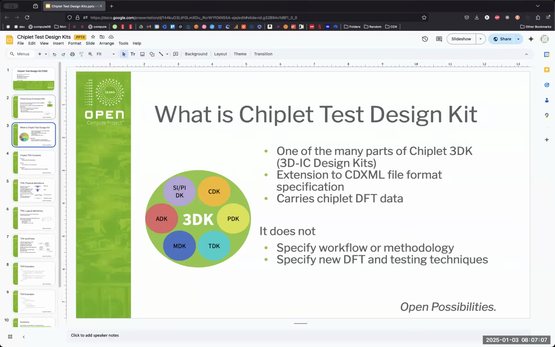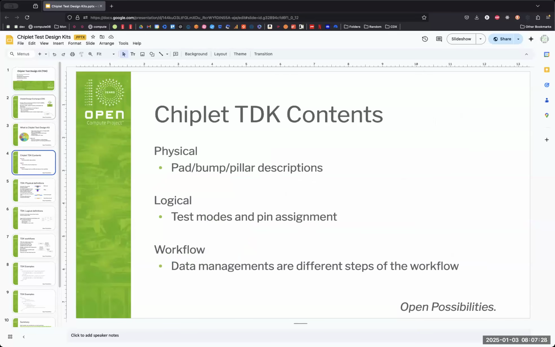The test design kit does not focus on any specific test protocols or methodologies. It only carries the data that a designer would need to implement a DFT for their chiplets. There are several parts to the test design kit. The way we looked at it, there are really three pieces to test. One is the physical description. That is what kind of bump pads we have. And that became necessary once we started talking about sacrificial pads and pillars of different sizes for different portions of the die and so on.